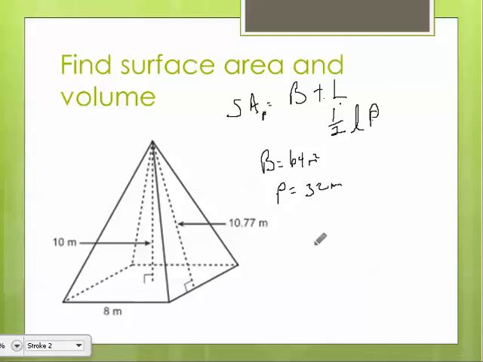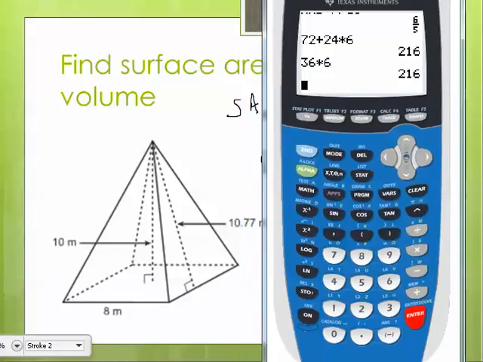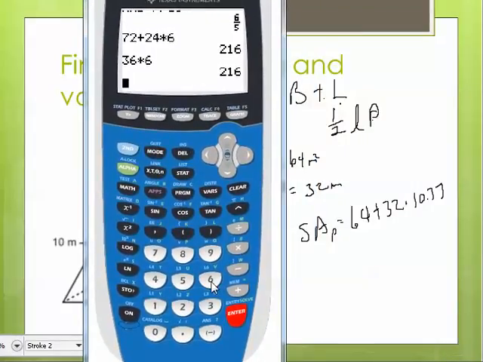Meters. And so my surface area of the pyramid is going to be the area of the base, 64, plus 32 times 10.77. Why? That is the slant height. That's the one I need to be using there. Okay? So let's look at that. See if I can't multiply that out with my calculator here. Move the calculator so I can see my numbers here. And I'll have 64 plus 32 times 10.77.